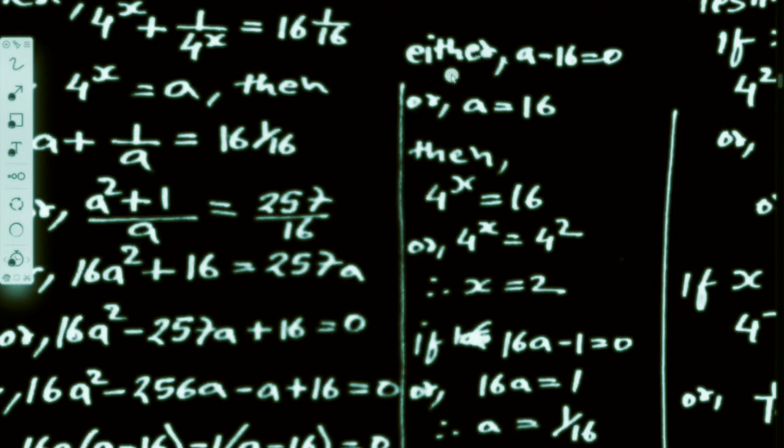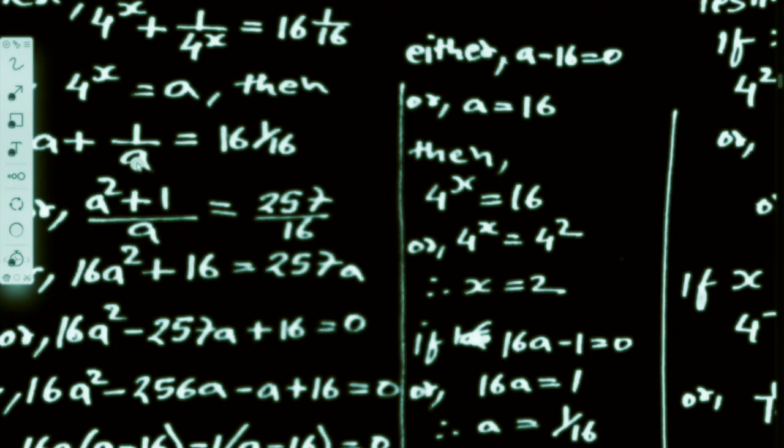Now see here, either a minus 16 equals 0. The first factor is a minus 16, so a minus 16 equals 0, or a equals 16. The 16 changes sides, so the minus should be changed into plus. So a equals 16.